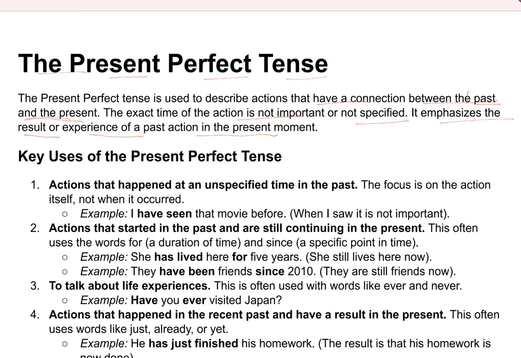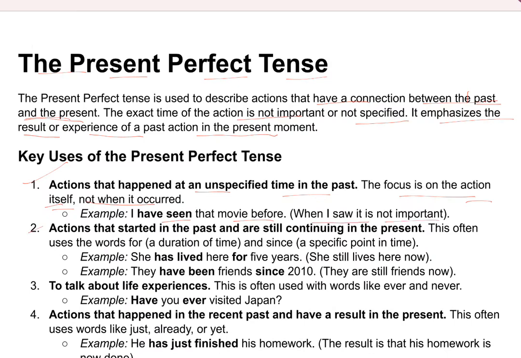Now let's talk about the key uses of the present perfect tense. First use, an action that happened at an unspecified time in the past. The focus is on the action itself, not when it occurred. We only focus on the action itself, not when it occurred. Example, I have seen that movie before. When I saw it is not important.